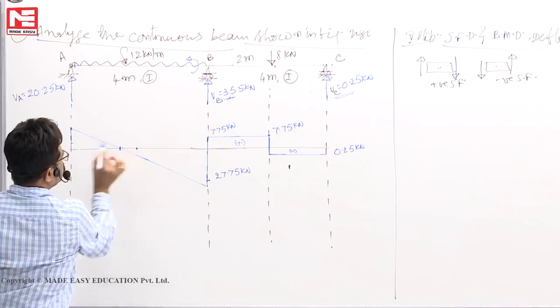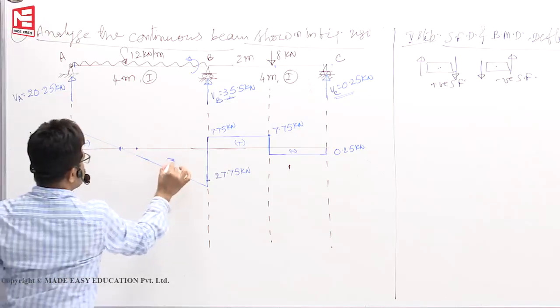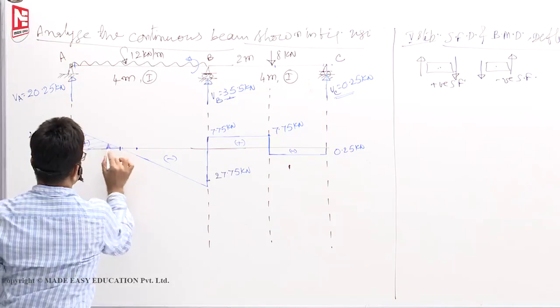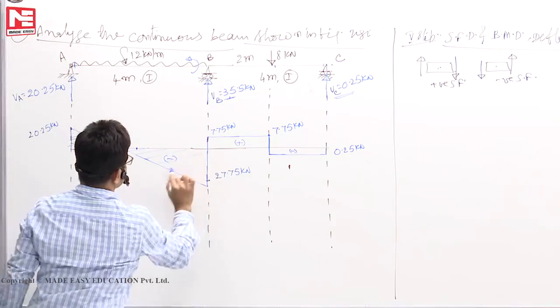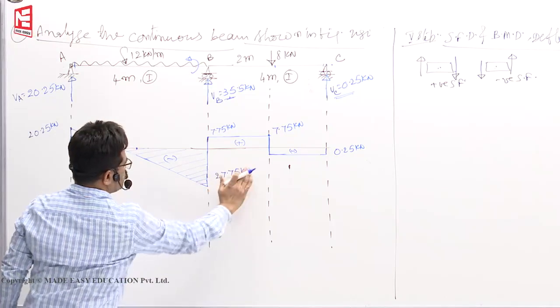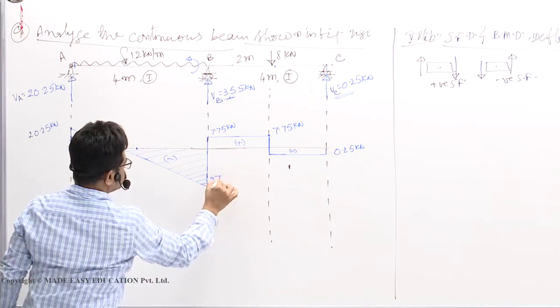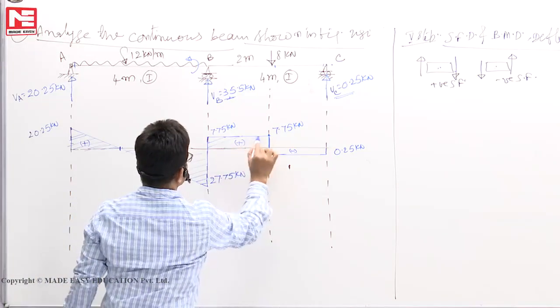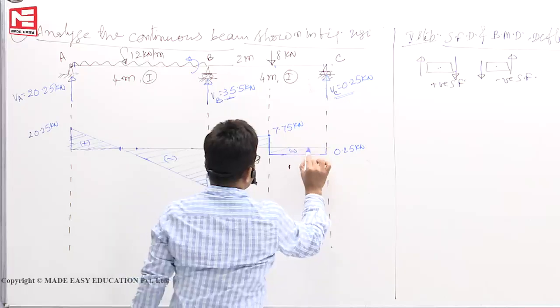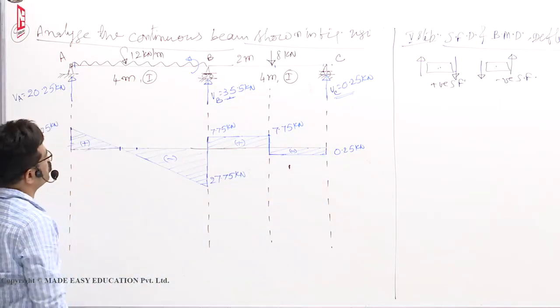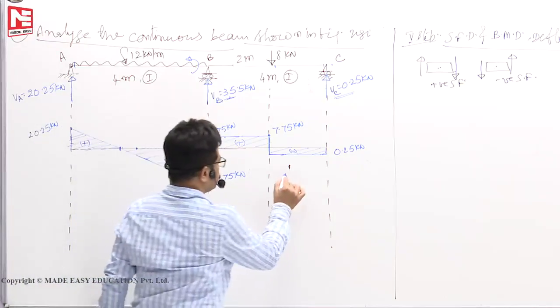This is the center point, this is here. This is plus, this is minus. This is 27.75. This is plus, this is minus. So this is your shear force diagram.